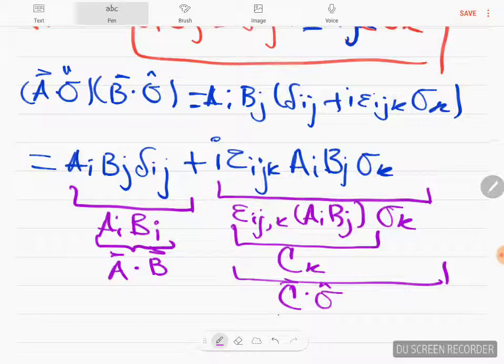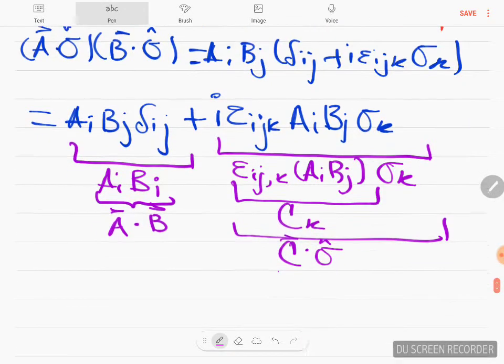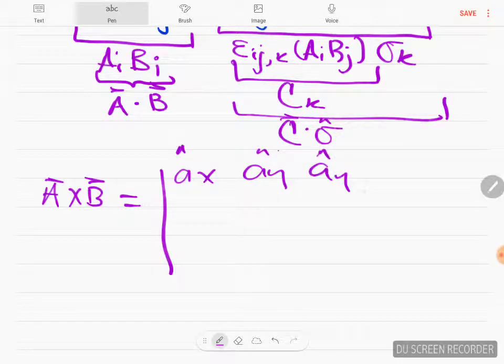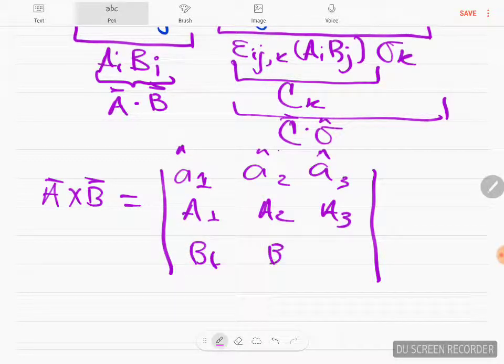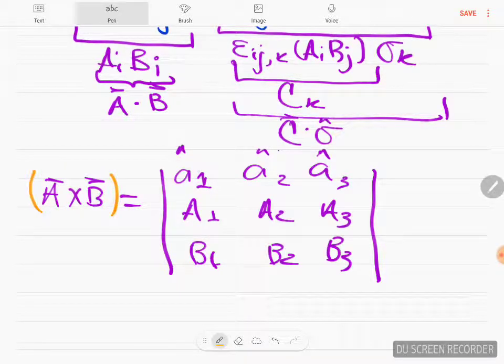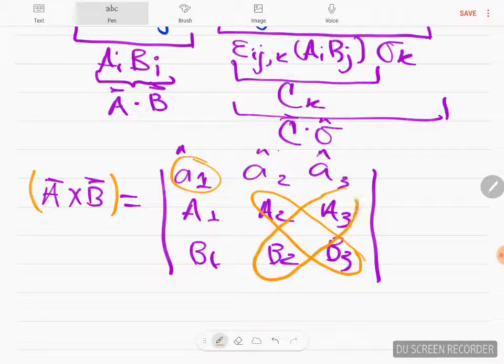So let's do the following. Let's recall that this can be written in this way. So write the unit vectors here. Let's write this in general coordinate form: a1, a2, a3, and then b1, b2, b3. That means that component 1 of this vector a cross b is nothing but this product minus this product.